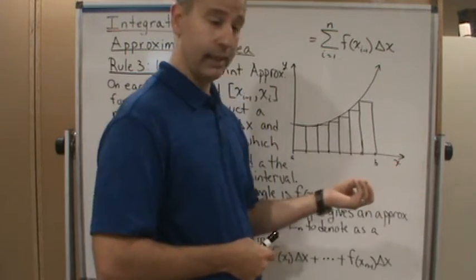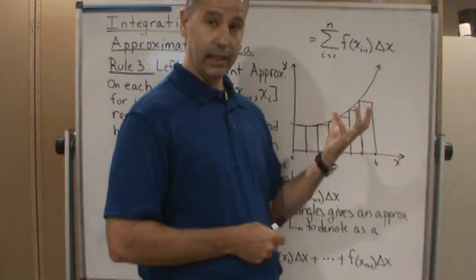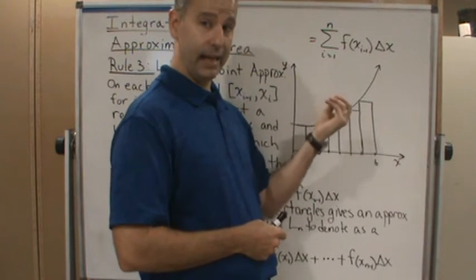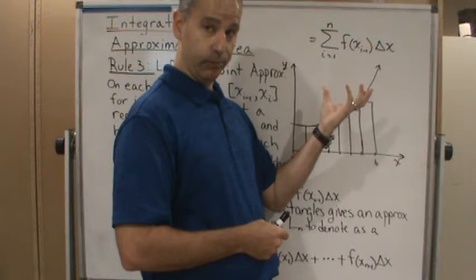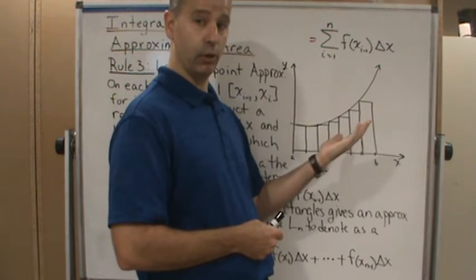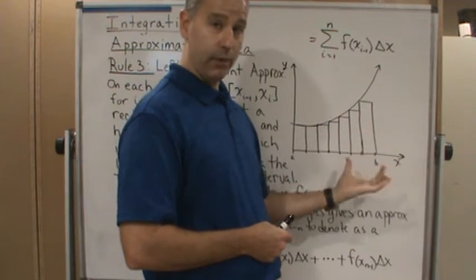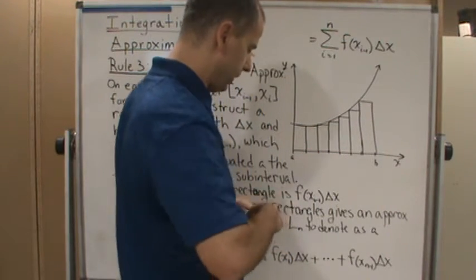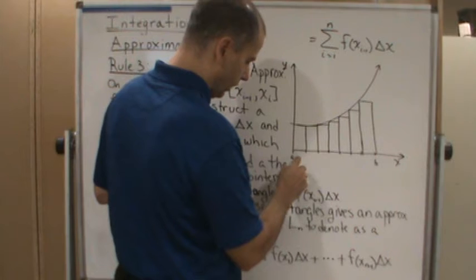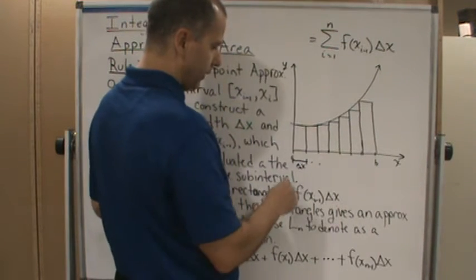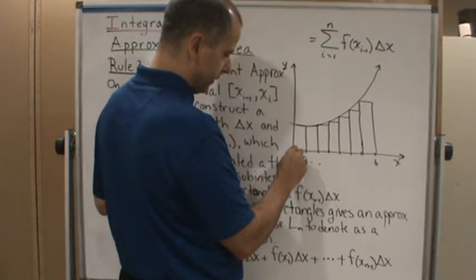So in the subintervals, we're going to use the left endpoint to find the height of our rectangle. We're going to construct the height of the rectangle based on the left endpoint of each subinterval. We already know what the width of the rectangle is going to be. It's going to be delta x. Okay? And each one of these widths is going to be delta x all the way down. And then the height of the rectangle is going to be based on the left endpoint.